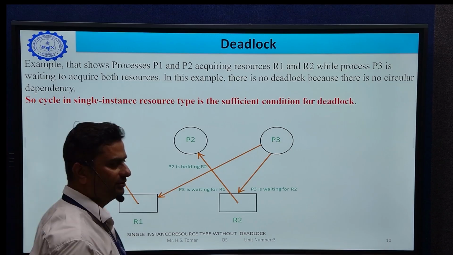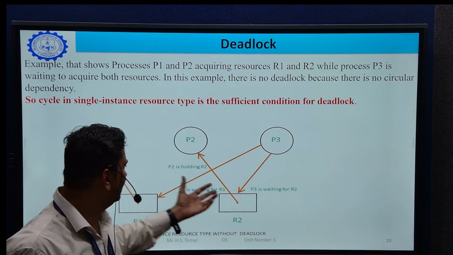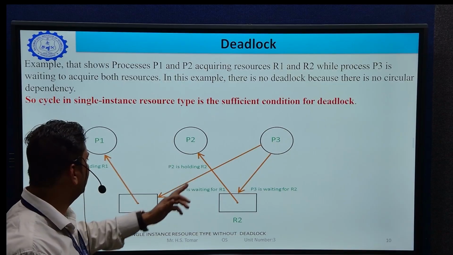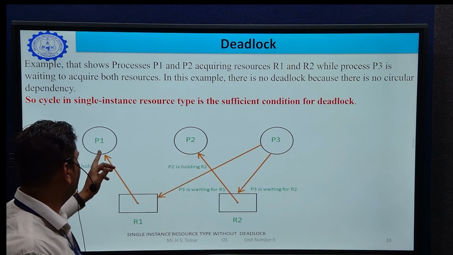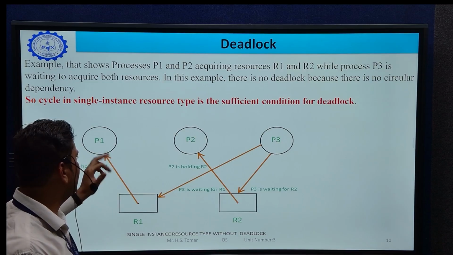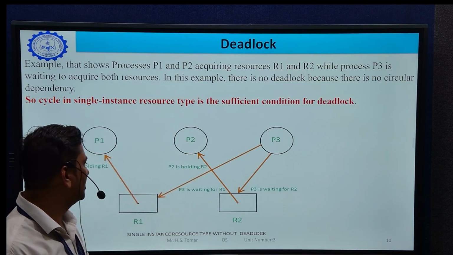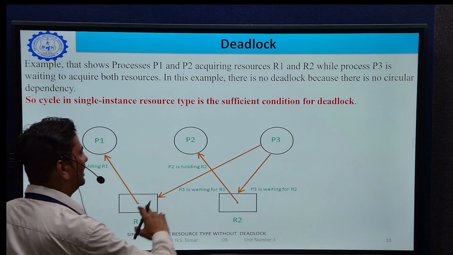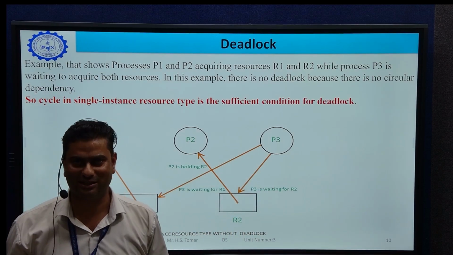See, in this graph, there are the three processes P1, P2, P3. R1 is held by the process P1 and R2 is held by the process P2. There is no cycle in this resource allocation graph, so there is no deadlock in this graph.